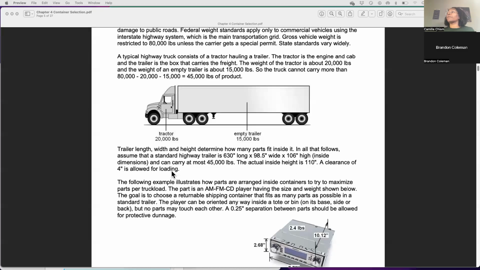So here it says a clearance of 4 inches is allowed for loading. Yes, but really the general rule, or best practice, or just a general guideline, rule of thumb, is going to be to say that your pallet load shouldn't be more than about 100 inches. Anything more than that, you might start seeing damage with your driver, or loading or unloading or something like that.